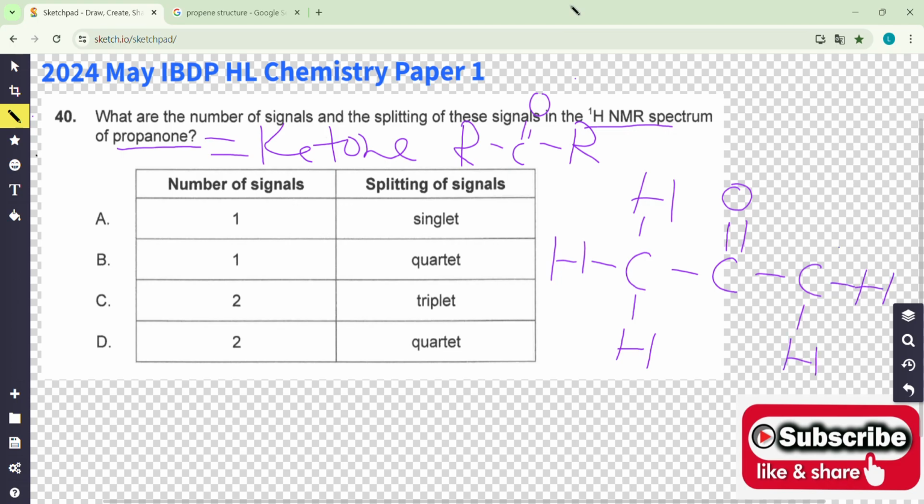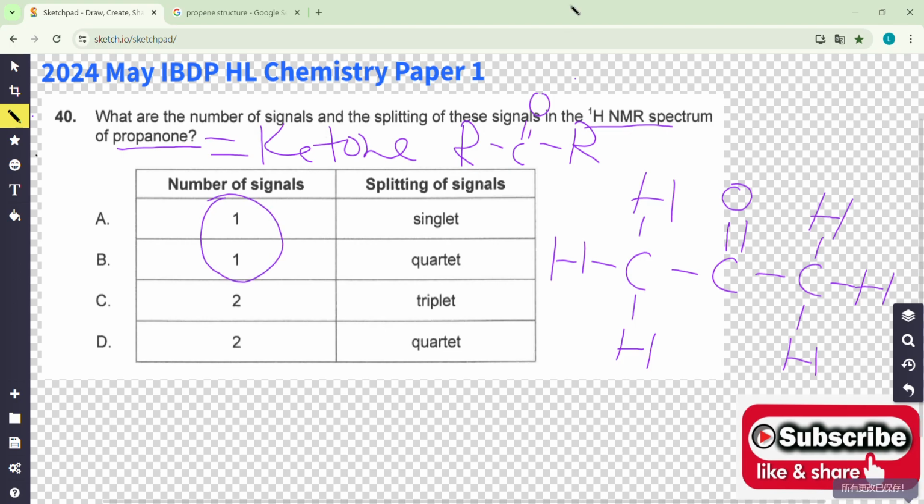First of all, what is the number of signals? Number of signals is the number of kinds of hydrogen environment. So you look at all the six hydrogens, symmetric, right? They have the same situation. All are bonded to C, and C is bonded to C and O. So just one signal, one hydrogen environment.